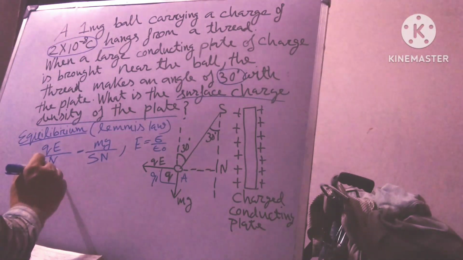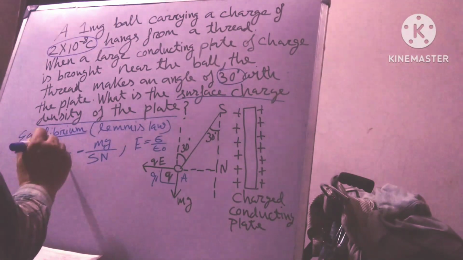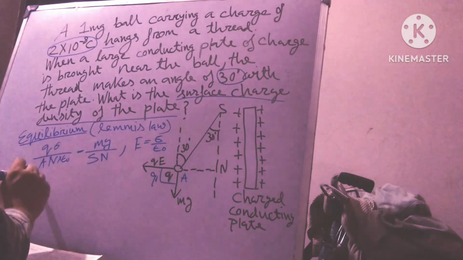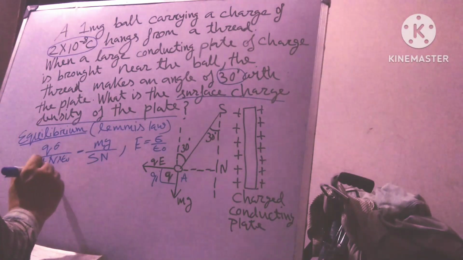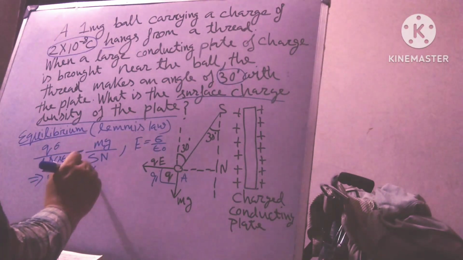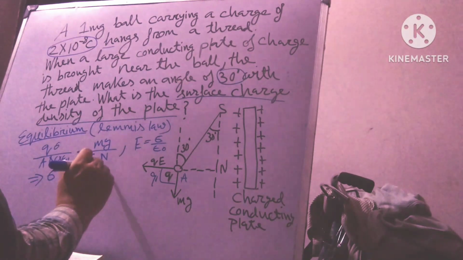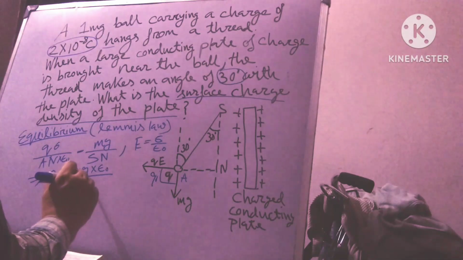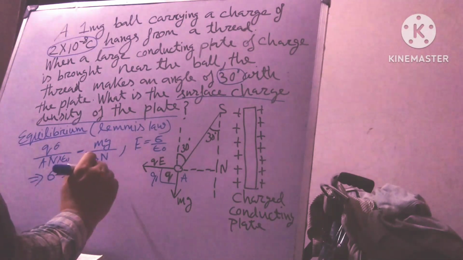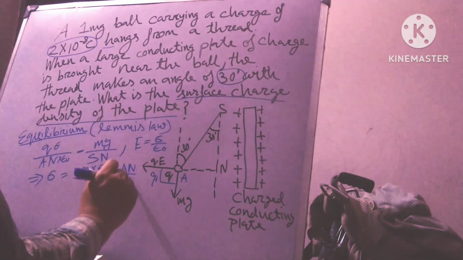So I can write it this way: sigma equals mg epsilon 0 divided by q, into cos θ by sin θ.